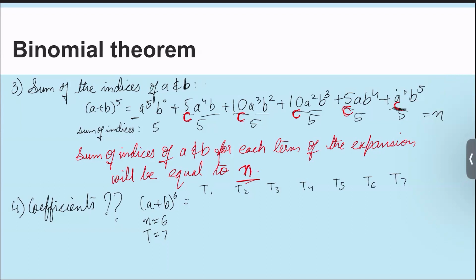Now we know that A and B will be there in all of the terms. So let's write A, B, A, B, A, B, A, B. For the first variable A, the index in all the terms will start from n and go all the way down to 0. So let's put the index for A: it will start with A raised to 6, then 5, 4, 3, 2, 1, 0.